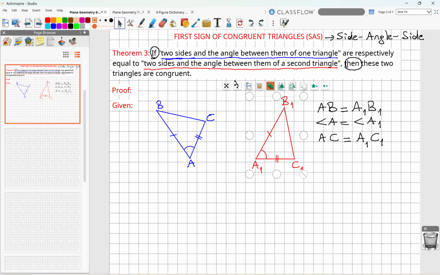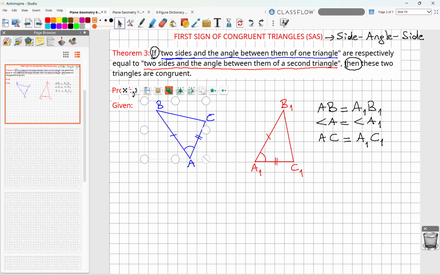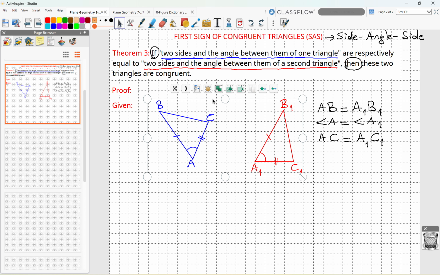Let me check. Yeah, these are grouped all together. What about this one? I think we have a problem here. Yeah, I'm quickly grouping these, but I don't want to group this one there. Okay, I think we are good now.